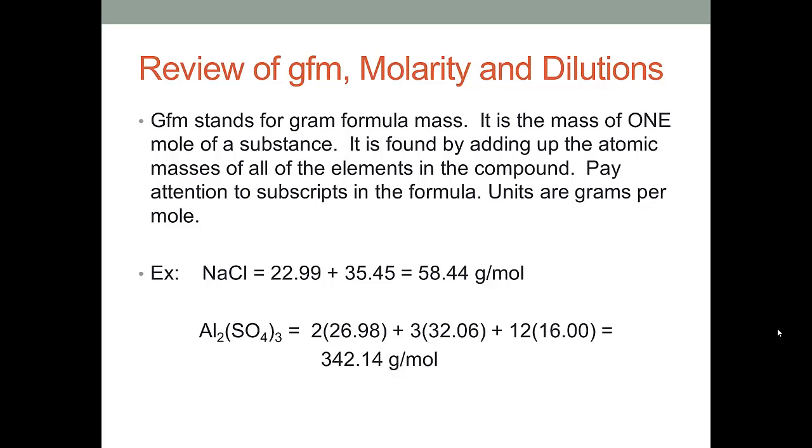On the AP reference table, they give you the GFMs for each element to the hundredths place, so that's what we're going to use for this year. I've given you two examples here, sodium chloride and aluminum sulfate. For sodium chloride there's only one of each thing, so you just add them together and give the units in grams per mole. For aluminum sulfate, though, there are 2 aluminums, 3 sulfurs, and a total of 12 oxygens, so make sure you multiply the subscripts when you have the parentheses like that.